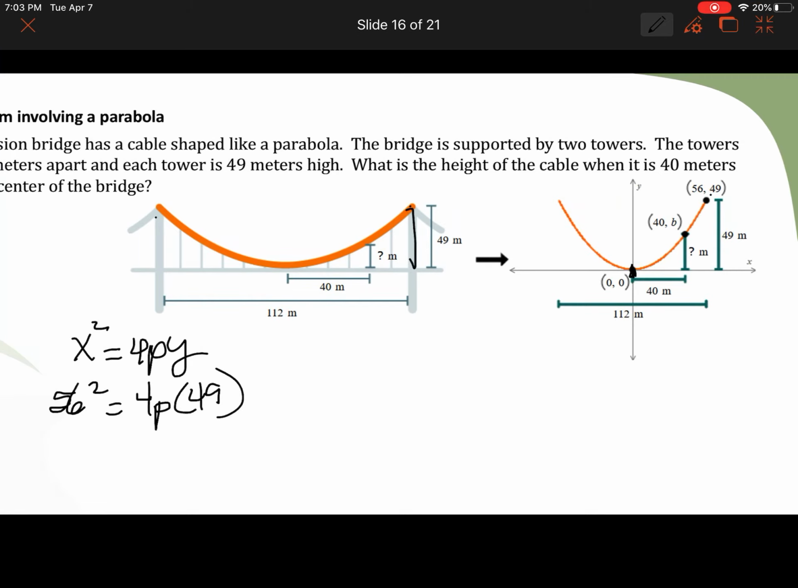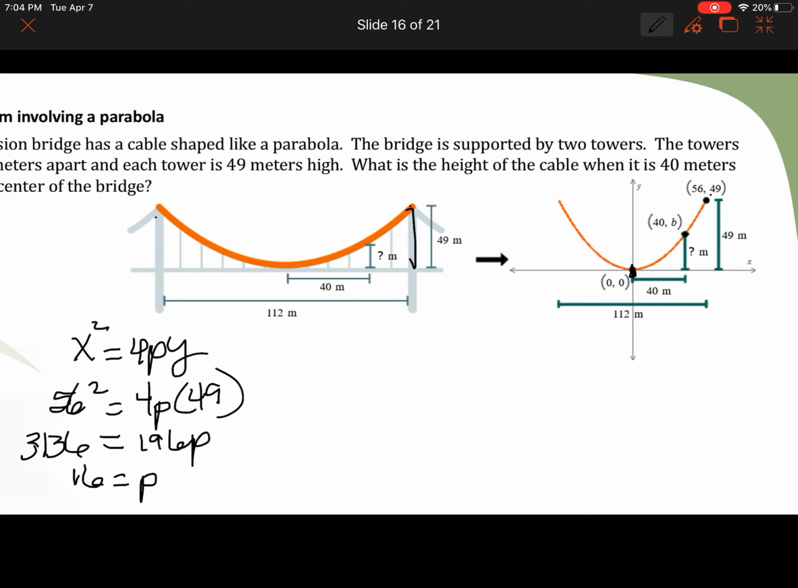And let's see, 4 times 49 is going to be 196. And 56 squared is 3136. So if I divide that by 196, that comes out to be 16. So p is equal to 16.